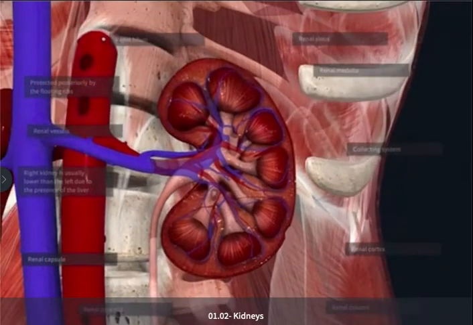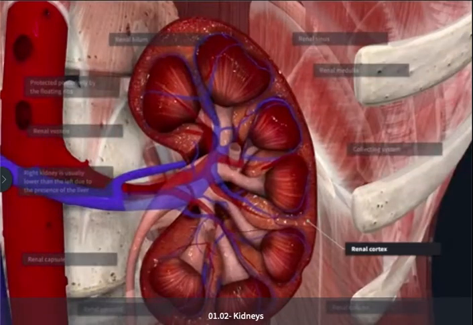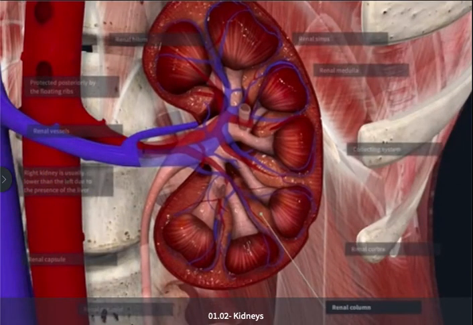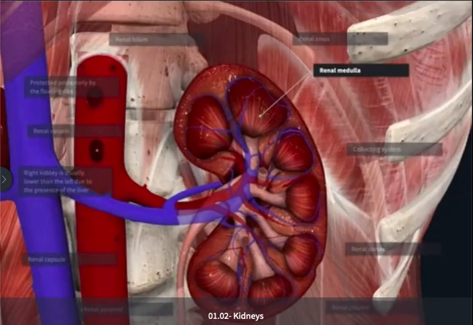Deep to the capsule, we're going to get the next layer, known as the renal cortex. Now, the renal cortex is just deep to the capsule, but it's also going to have extensions that come down into the kidney itself, known as renal columns. So these are extensions of the cortical tissue from the renal cortex. The deepest layer is the renal medulla.